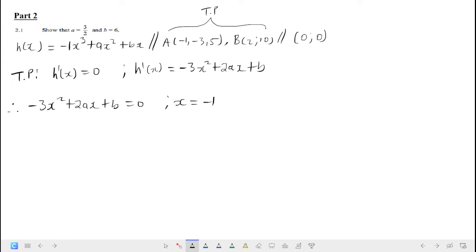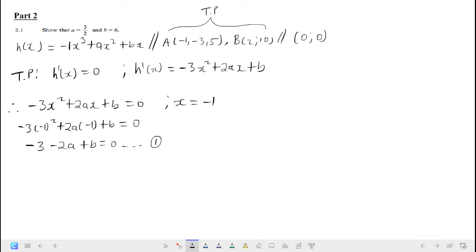So x is a solution that we have, the first one, which is minus 1, so we're going to go ahead and substitute that there. So let's go ahead and do that. When you substitute that, I have minus 3 into minus 1 squared plus 2a into minus 1, plus b equals 0. Now if we simplify this, we're going to have minus 3 minus 2a plus b equals 0. So now this is the first equation, right?